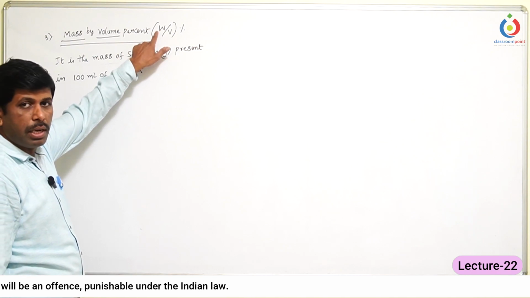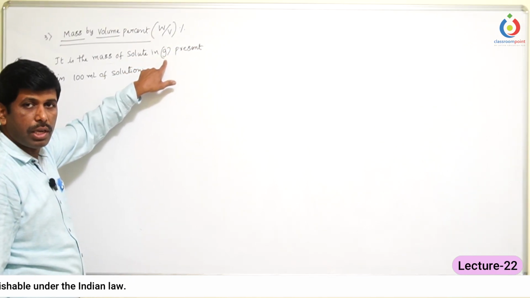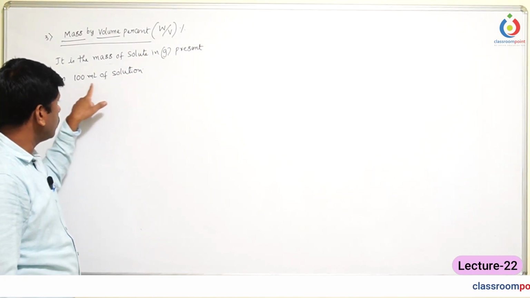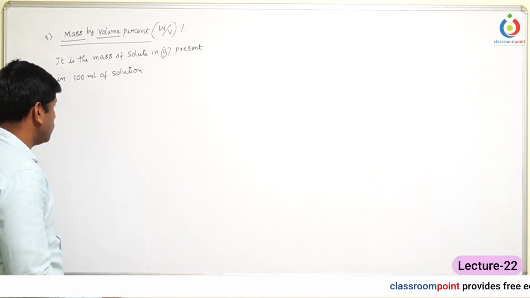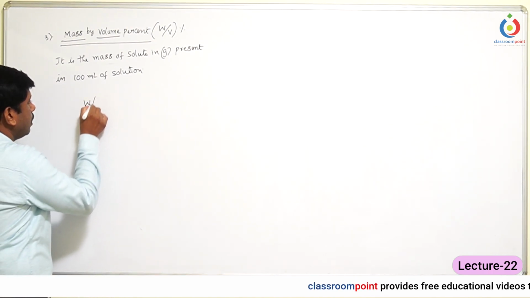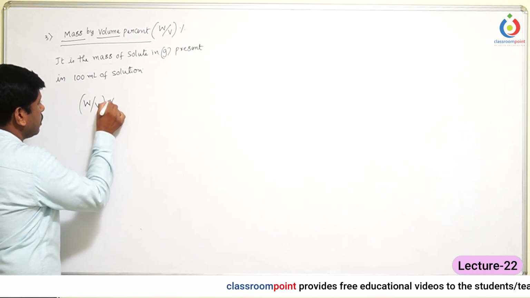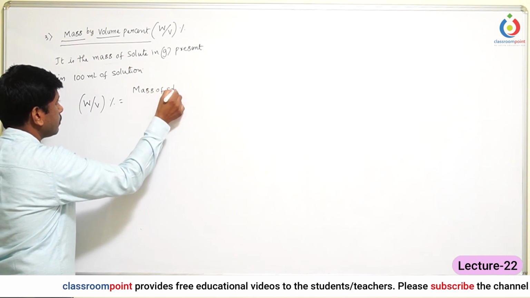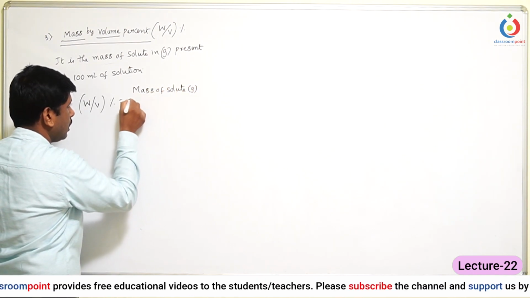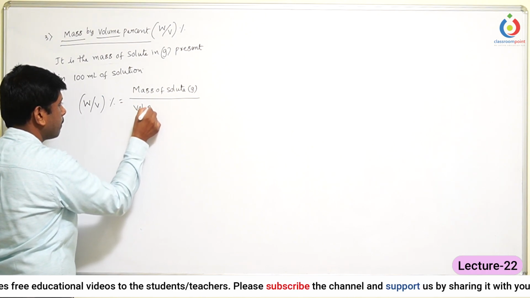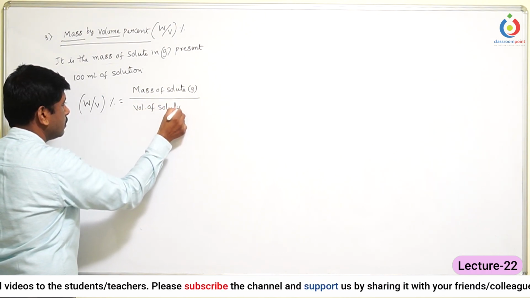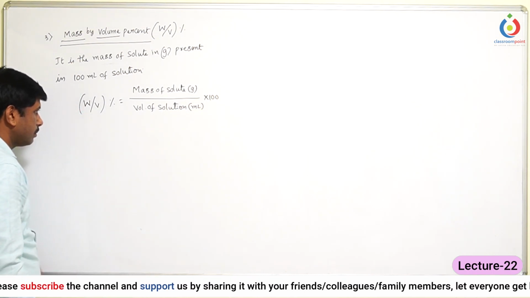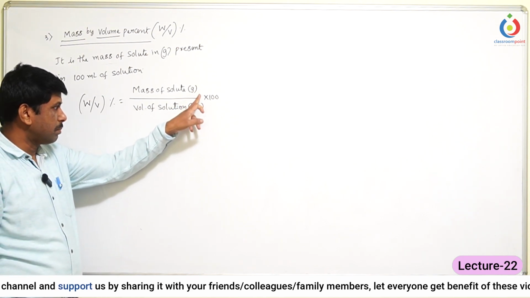So that first term is mass. So that solute mass, solute value we have taken in the grams. Second term is about the volume, that is about the solution. So that here we have taken the 100 ml of the solution. So here we can write down that mass by volume percent is equals to mass of solute in grams divided by volume of solution in ml into 100.